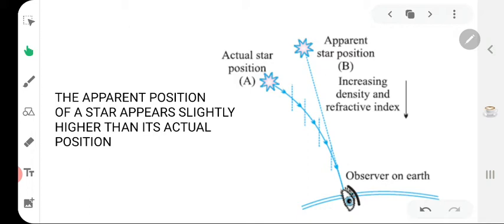When starlight enters the earth's atmosphere, the light rays are traveling from optically rarer to optically denser layers. As a result, on account of atmospheric refraction, the light rays bend more and more towards the normal as they approach an observer on the earth. As a result of this bending of light towards the normal, a star appears slightly higher than its actual position. So this is the apparent star position, which is slightly higher than the actual star position.